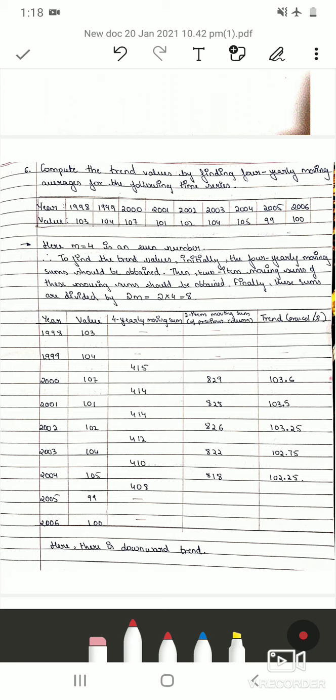So whenever there is an even number, that is, when the given moving average is for an even number, or when m is 4, we have to find the 4 yearly moving sums first, and then the 2 item moving sums, and then we have to divide by 8 to get the trend values.